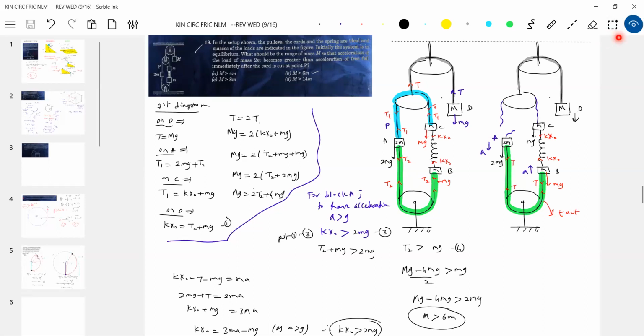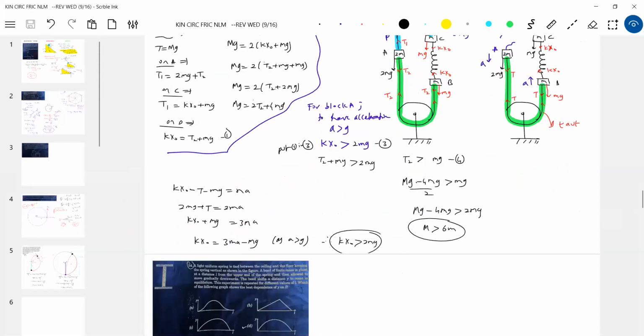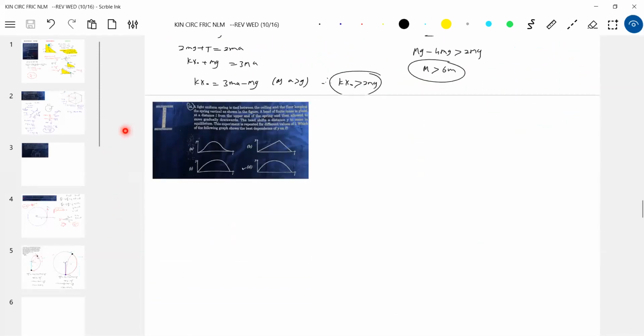Because practically, all these are ideal. Practically we'll never get a string which is massless, and the pulley will have a mass. So maybe IIT professors may feel these are all insignificant, so that's why they might not have stressed it. What we are discussing is the ideal. Practically, the string will have a mass, the spring will have a mass, and the pulley will have friction. So it can be a surprise for you. The possibility is there.